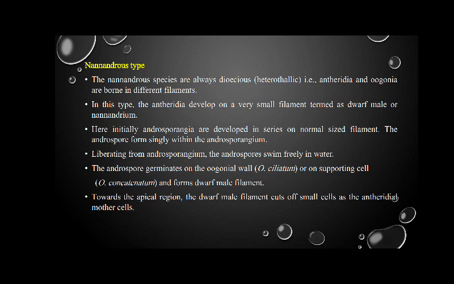Androspores are liberated from the vegetative filament. Androspores swim for some time in water and they germinate on the oogonial wall or supporting cell, which I will explain, and form a short male filament known as Nanandrium. Towards the apical region, the dwarf male filament cuts off to form antheridial mother cells, and from the antheridial mother cell, androzoids are formed and they fuse with the oogonium. Okay, so there is an indirect fertilization in Nanandrium with the formation of androspores.